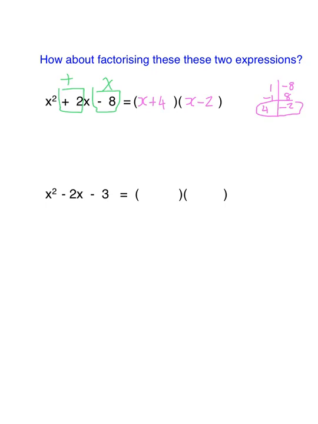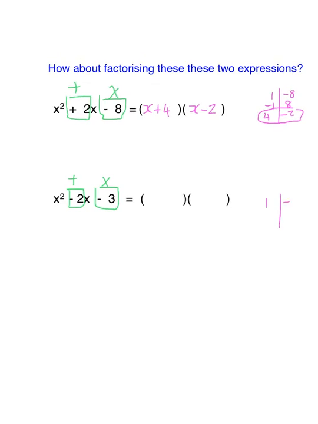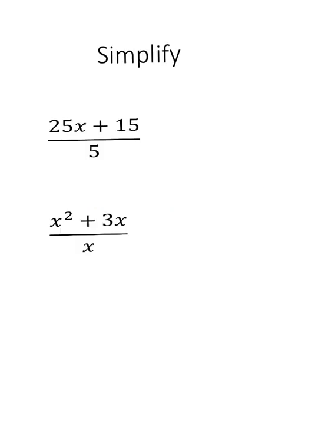In this example, second one, I want two numbers with a product of minus 3 and a sum of minus 2. So again, we work through things methodically. I could have 1 and minus 3, or minus 3 and 1. When I look at those two, the first one actually works, because when I add them together I get the minus 2. So in one bracket I will have plus 1, and in the other bracket I'll have a minus 3. And check it to make sure it works out.